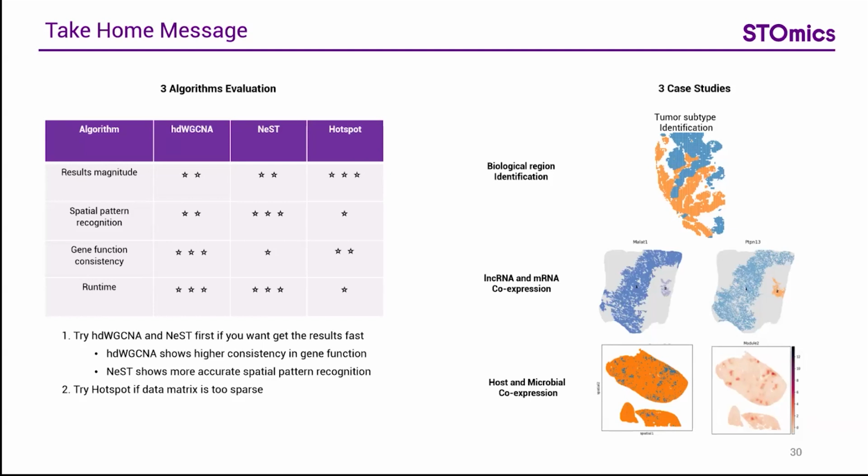Regarding how to interpret and analyze actual samples, we shared some practical case studies, including the identification of tumor subtypes, the co-expression of lincRNA and mRNA, and also the co-expression of host and microorganisms. Since spatial gene co-expression algorithms are still a relatively new research field, more algorithms may emerge in the future. We will continue to follow these developments and share them with you.